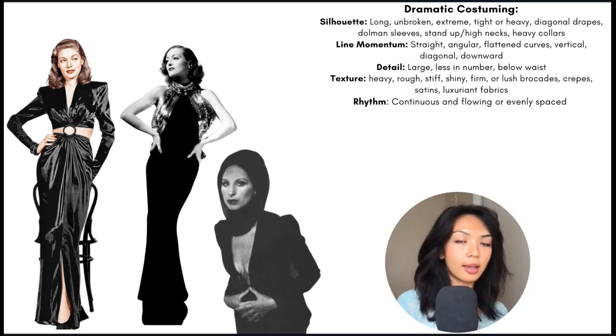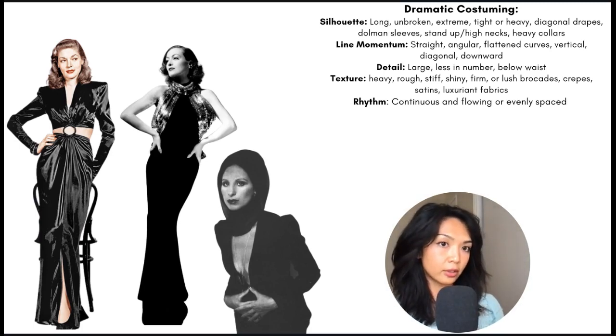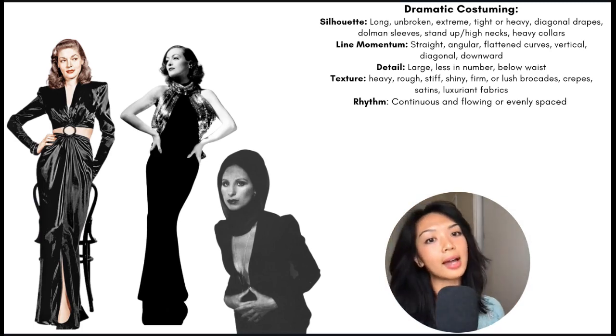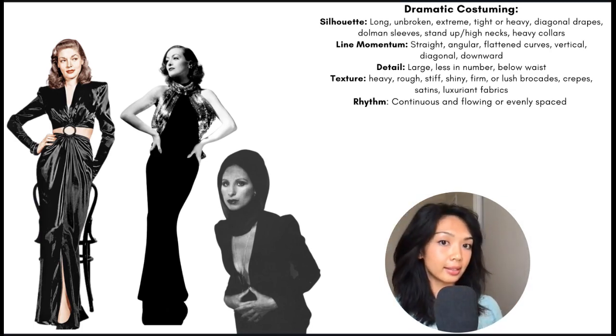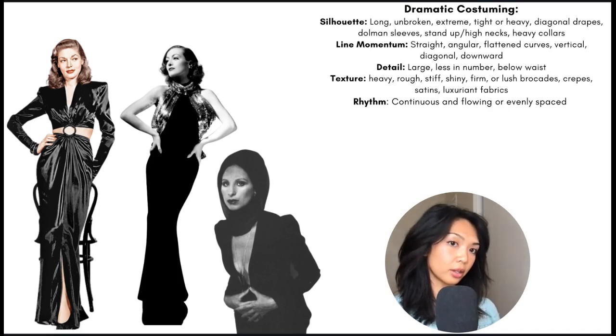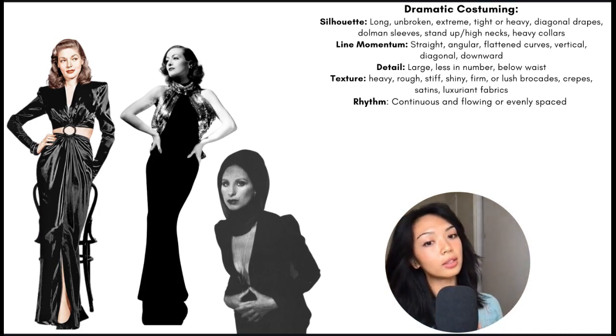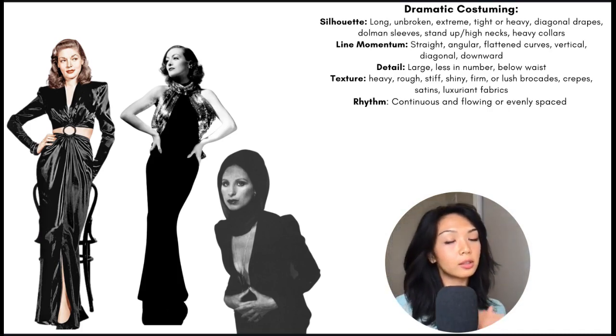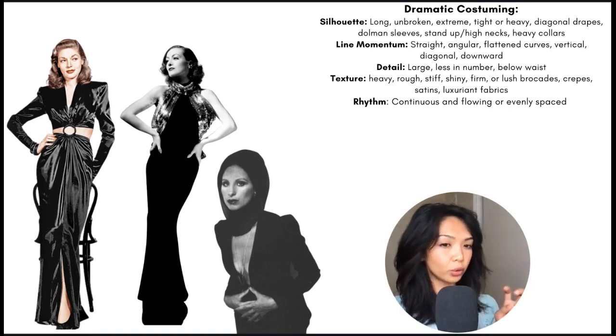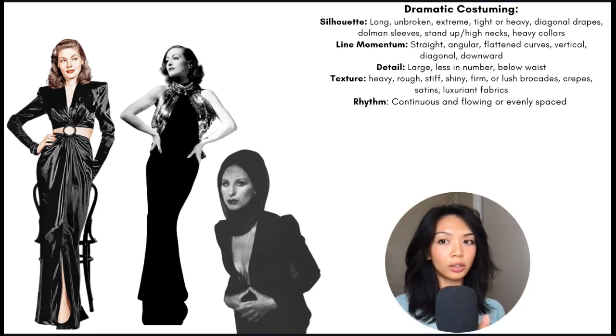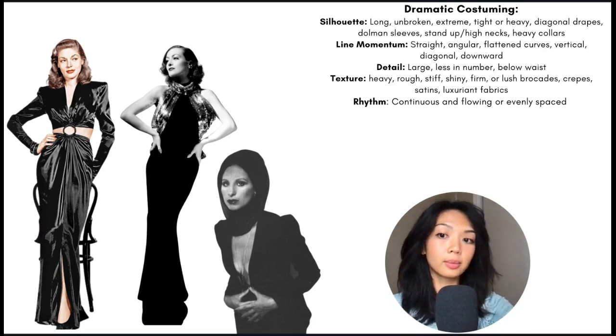Texture tends to be heavy, rough, stiff, luxuriant, or very easy to elongate, like satins, crepes, and silks. And the rhythm is either continuous or flowing or evenly spaced. With the evenly spaced rhythm, you get kind of like a ruler. And when you have that ruler on you, it's easier to see how tall someone is.